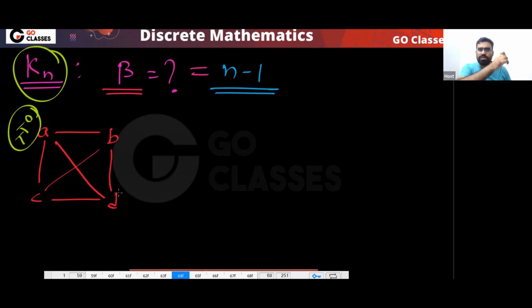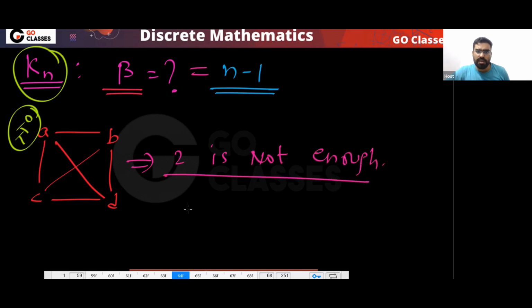Why is 2 not enough? What is the reason? 2 is not enough because if you take two vertices, then the remaining two vertices will have an edge. The remaining two vertices will have an edge, yes or no?